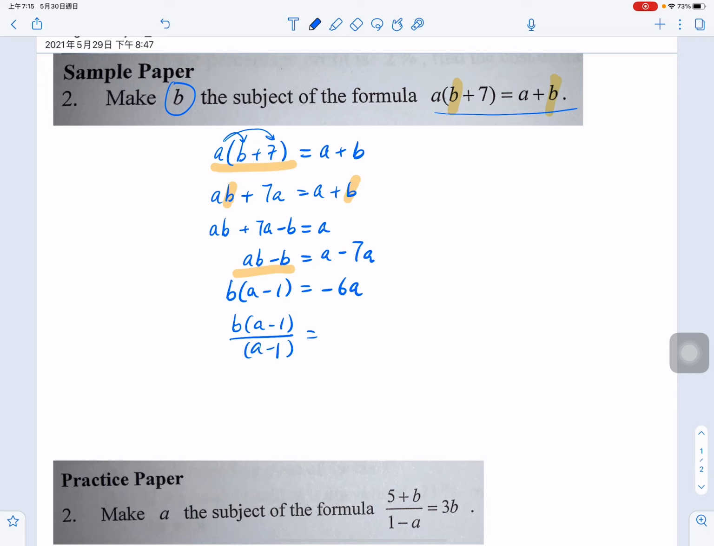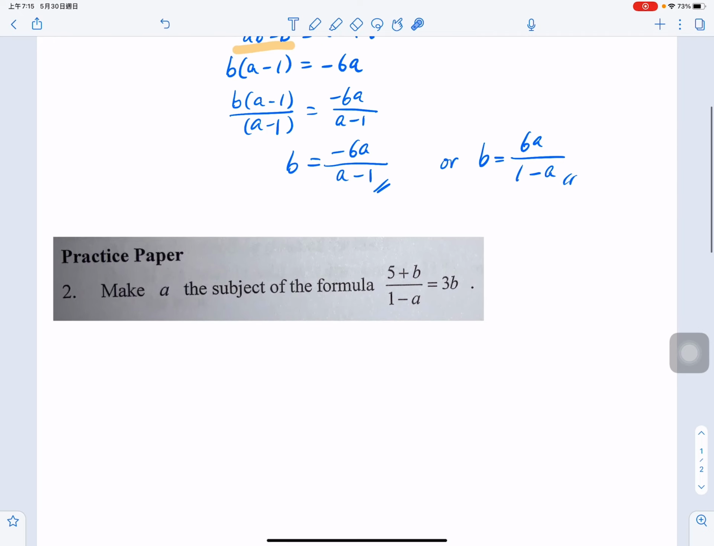Right? And this is the result. b equals negative 6a over a minus 1. Or you can write as b equals 6a over 1 minus a. Both correct. Okay?